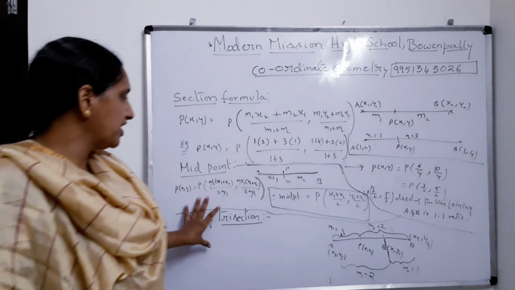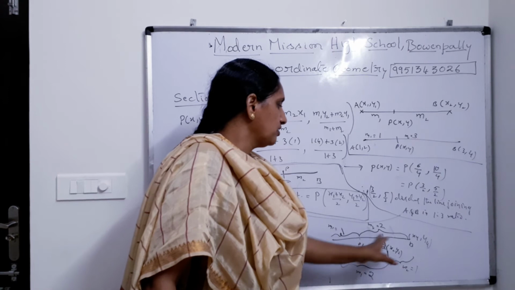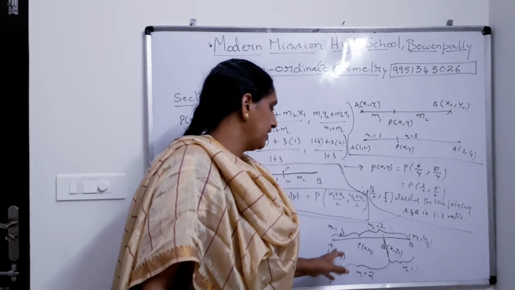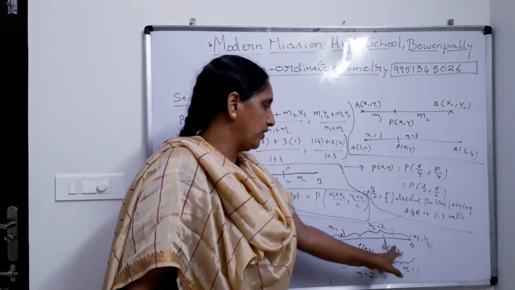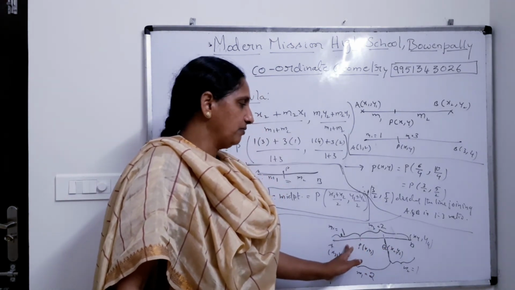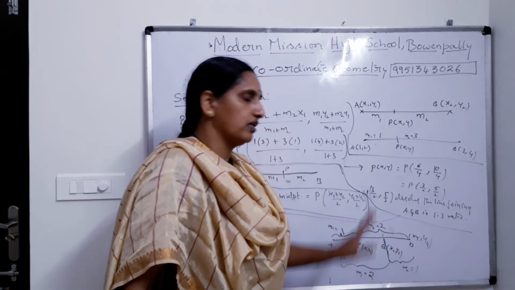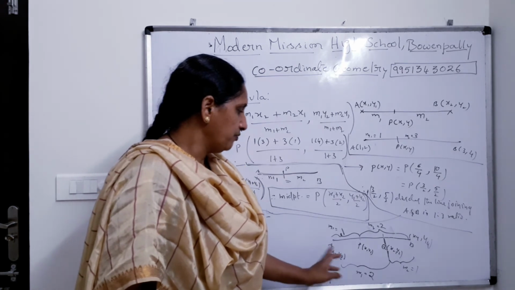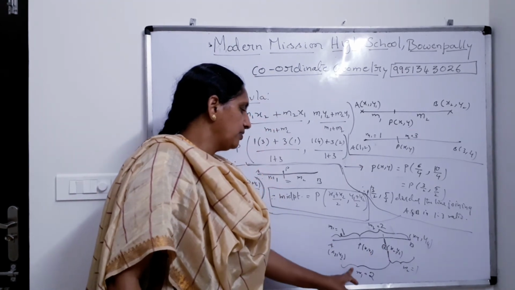But when we mean to say that it is point of trisection, that means these particular points divide the line joining A and B into 3 equal parts. Each one being 1, 1, 1. Now if you take P, it is very near to A, so it is having only 1 part. Here P is far from B. It is having 2 parts. So in which ratio it is dividing? 1:2.